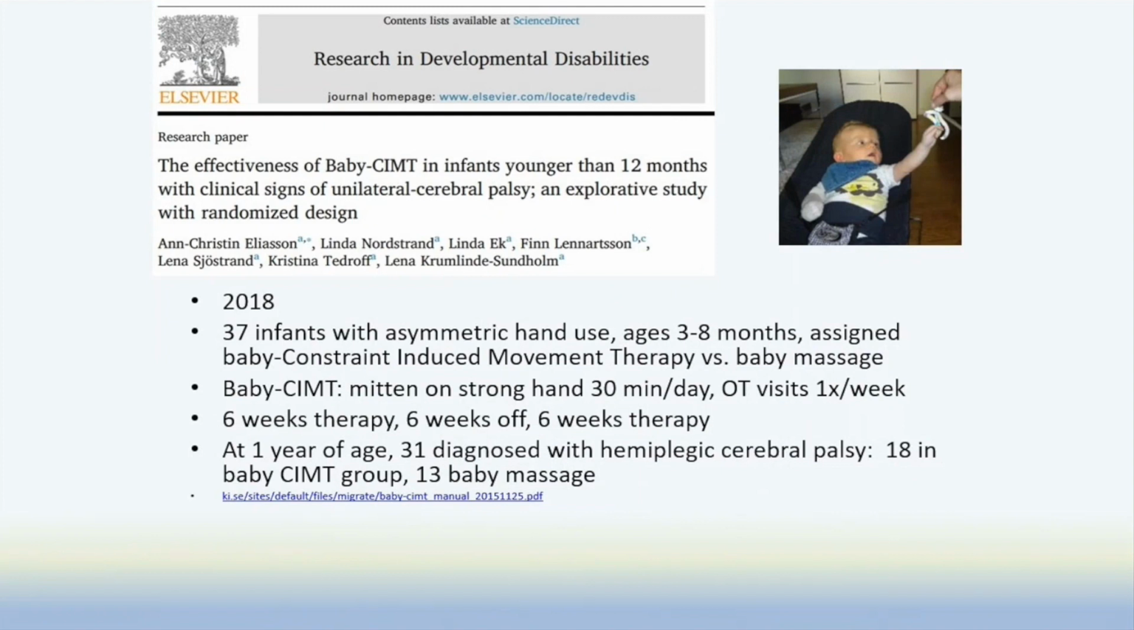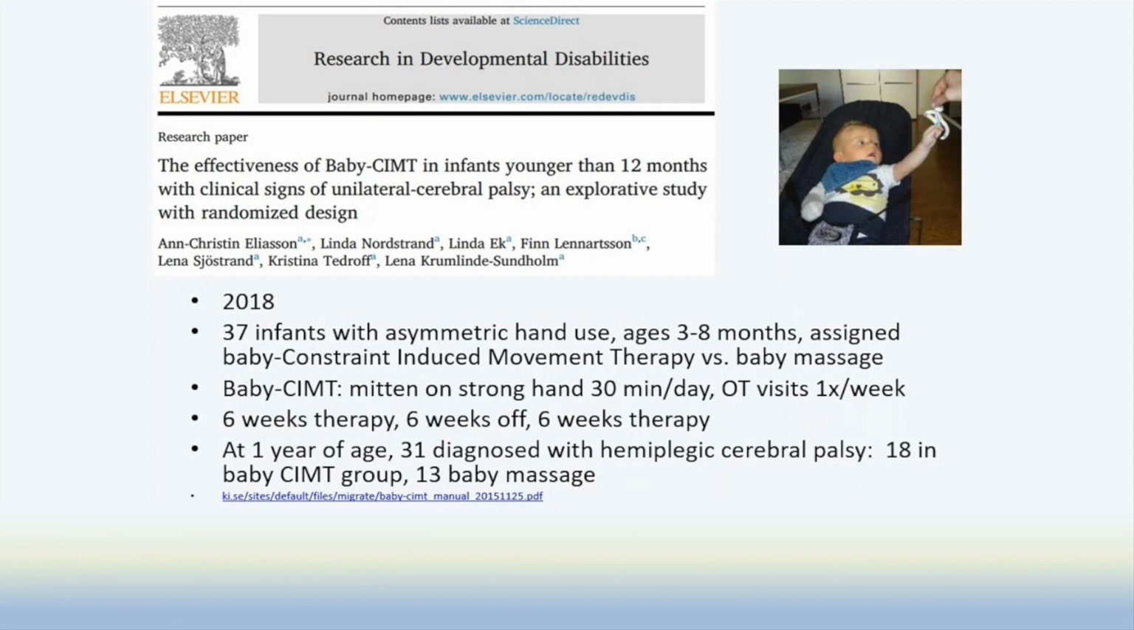Some stronger evidence is coming out of baby constraint-induced movement therapy in infants, and this is one of the studies showing some promise as an intervention. This was published in 2018. There were 37 infants with asymmetric hand use enrolled, ages ranging from 3 to 8 months, and they were assigned either baby constraint-induced movement therapy or massage. So they had hands-on, they had therapy, but the control group is the massage group.